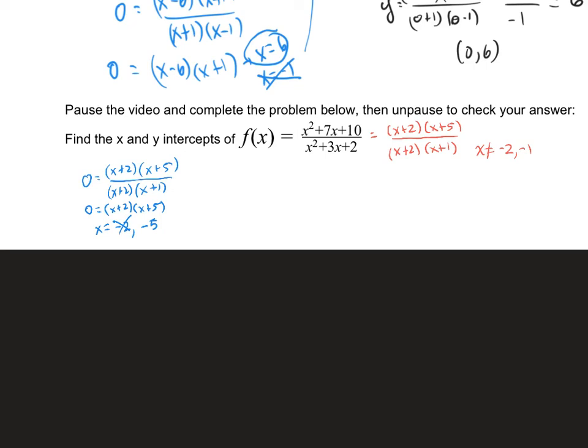Now we're ready to find the Y-intercept. Set the X equal to 0. Simplify. And that will be my Y-intercept, 0, 5.